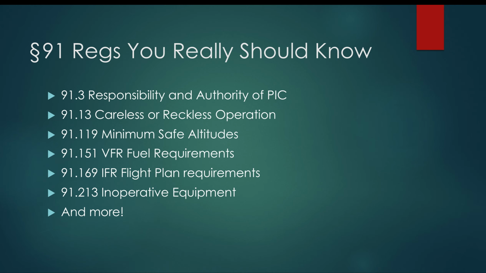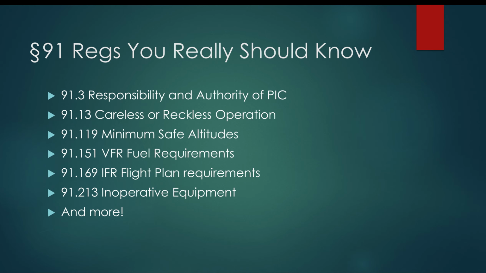Some of the bigger ones, okay, 91.3 is the responsibility and authority of the PIC. That's everything's on you, right? You as the PIC get to say yay or nay. 91.13 is a catch-all regulation. If they catch you and you weren't really violating another regulation, but you weren't being smart about it, they can get you with a careless or reckless operation. A lot of times, if you do violate a regulation, specifically minimum safe altitudes happens a lot. This is a regulation that says unless you're taking off or landing, you have to be high enough to where if a power unit fails, you can make an emergency landing without undue hazards to persons or property on the surface.